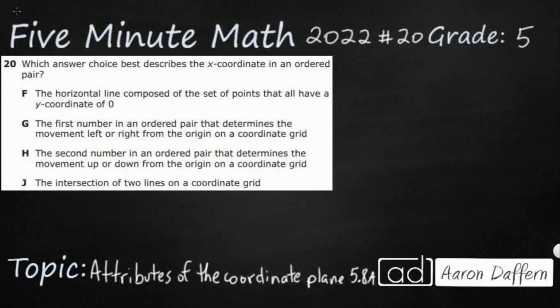So, which answer choice best describes the x-coordinates in an ordered pair? Now, first off, what is the x-coordinate? When we're looking at a coordinate pair, we've got two numbers within parentheses separated by a comma. The x-coordinate is first, and the y-coordinate is second. I always think of it as alphabetical order. X comes before Y. I mean, they're both at the end of the alphabet, but X does come before Y. So we need to describe the x-coordinate.